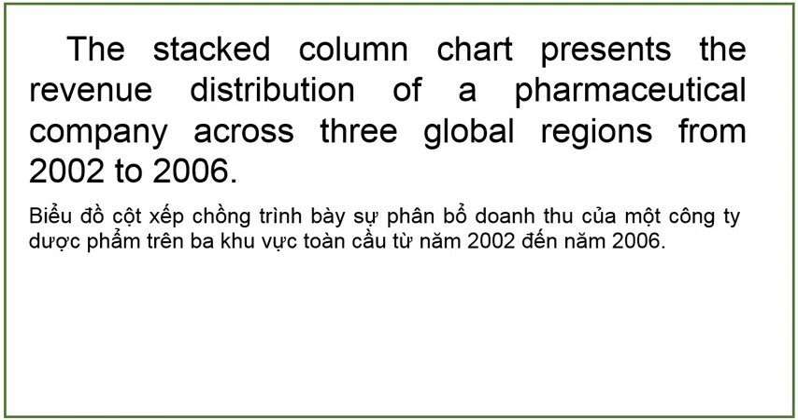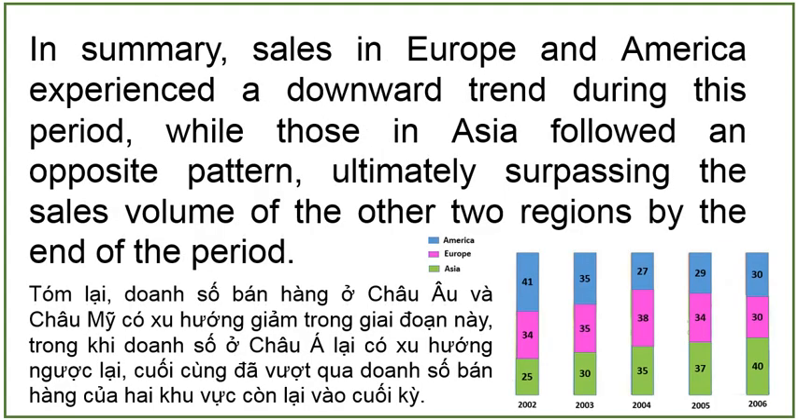The stacked column chart presents the revenue distribution of a pharmaceutical company across 3 global regions from 2002 to 2006. In summary, sales in Europe and America experienced a downward trend during this period, while those in Asia followed an opposite pattern, ultimately surpassing the sales volume of the other 2 regions by the end of the period.